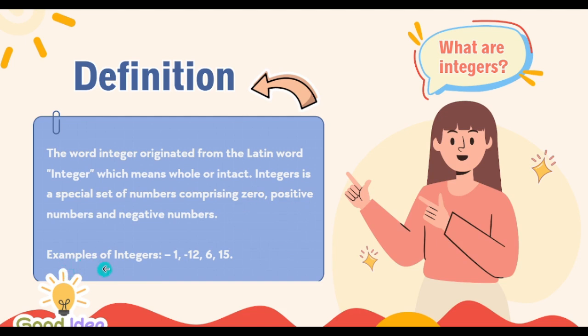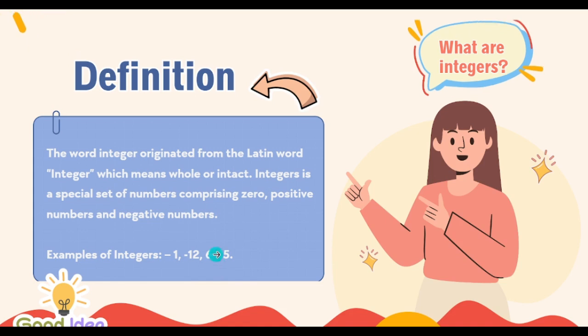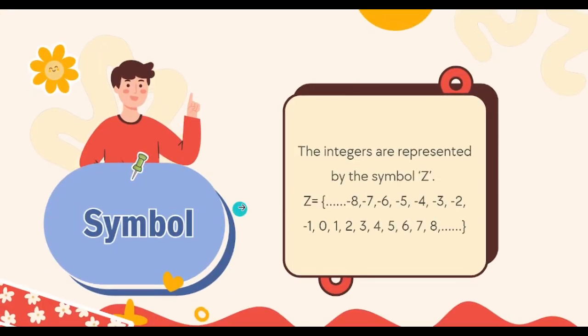Okay, examples of integers are -1, -20, plus 6, plus 50. Okay, next. Symbol: integers are represented by the symbol Z. Z is ..., -8, -7, -6, -5, -4, and so on, up to plus 6, plus 7, plus 8, and so on.